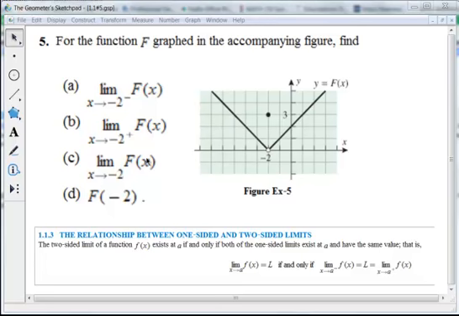So C is saying, well, okay, what is the limit in general as x approaches -2? And we looked in class at this statement here that says that a two-sided limit exists if and only if both of the one-sided limits exist and they have the same value. So this value is 0 from the left-hand side, this value is 0 from the right-hand side, and therefore the two-sided limit does exist, and it is 0.